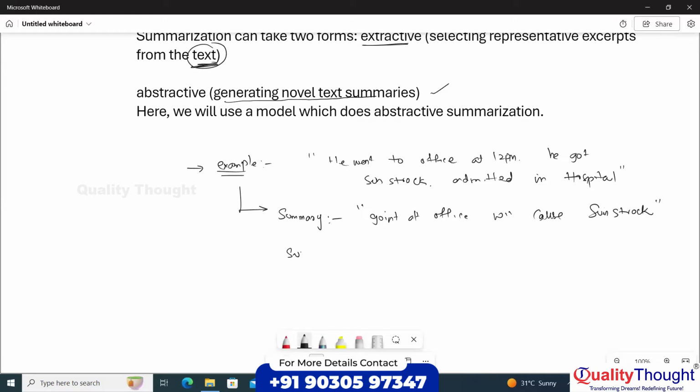I can write one more summary. Because of the high temperature, being out at 12 p.m. can cause sunstroke. Both are the same, right? Both are the same or not the same? What is the abstractive and what is the extractive summary? The first is extractive. The second one is abstractive. Are you clear on this topic?